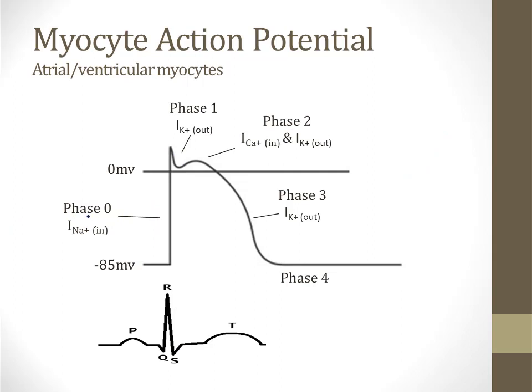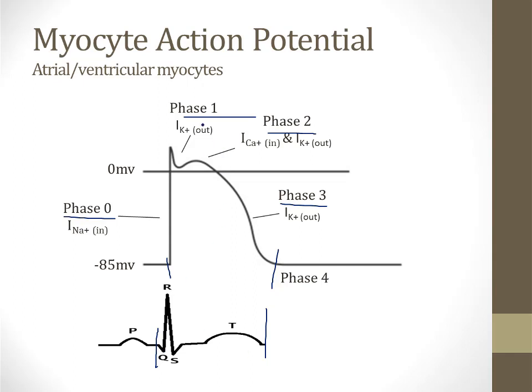On the other hand, the time it takes to go through phase 0, phase 1, phase 2, and phase 3, the entire time it takes for depolarization and repolarization is represented on the surface EKG by the QT interval. The time it takes for depolarization and repolarization is from the start of phase 0 to the end of phase 3. On the surface EKG, that's shown as the start of the QRS complex and the end of the T wave.